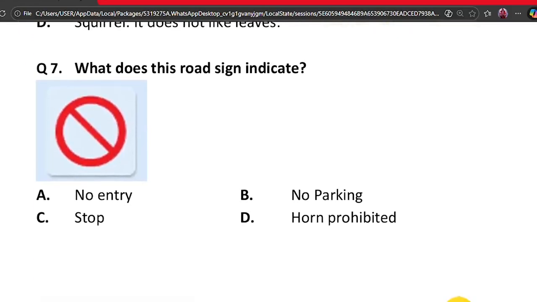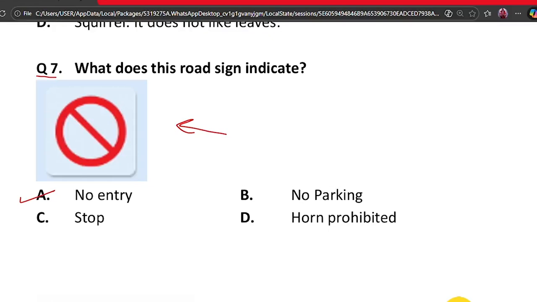Our next question is question number 7. What does this road sign indicate? So let's have a look at this sign. Option A says no entry, option B says no parking, option C says stop, and option D says horn prohibited. The correct answer is option A, which is no entry.